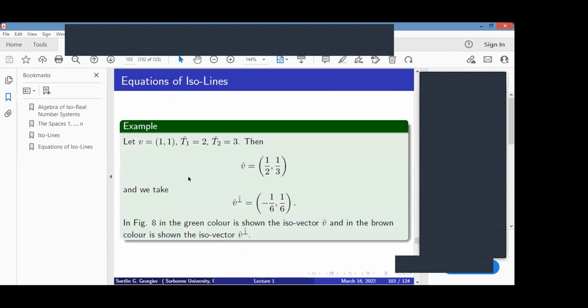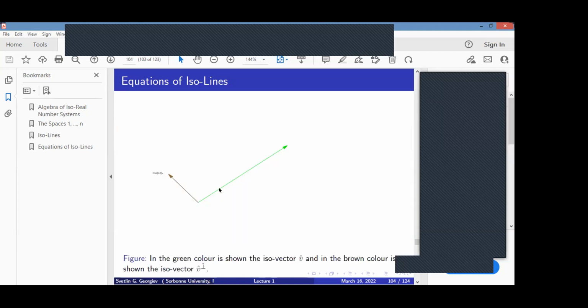Here are given different pictures when we have different isotopic elements. This is the iso direction V, and this is the isonormal vector of the corresponding line. In the picture, the green line is the iso direction of the isoline. Here is given the isonormal of the isoline.